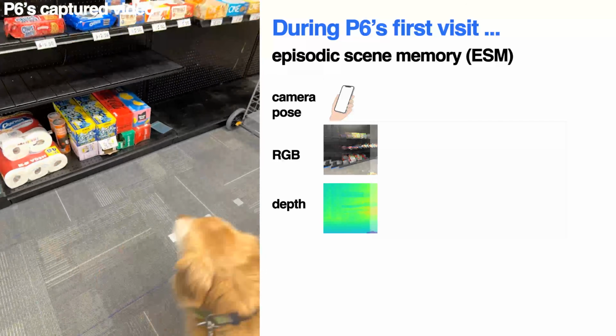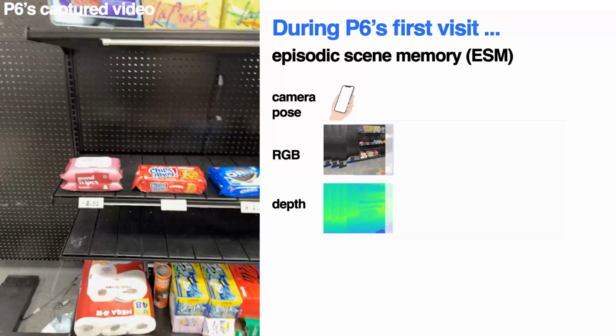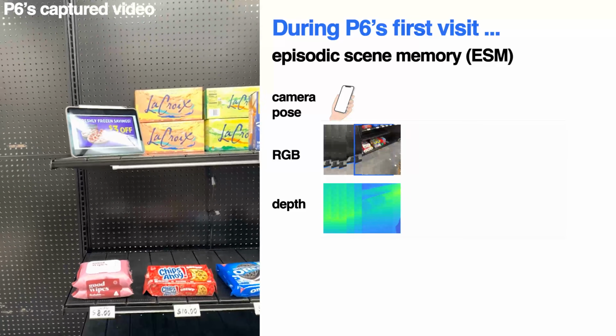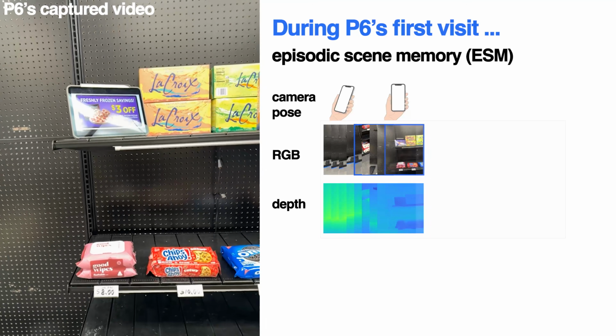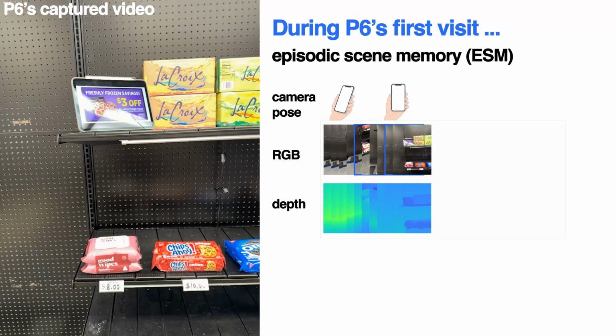We used a participant-captured video to illustrate a grocery shopping scenario. As this is their first time visiting the grocery store, they explore the environment while StateScribe constructs an episodic scene memory and provides live descriptions for scene understanding.